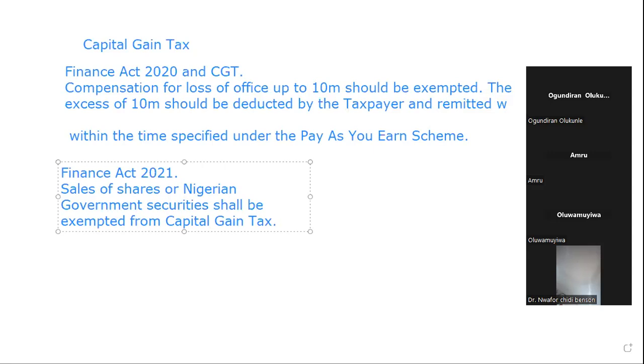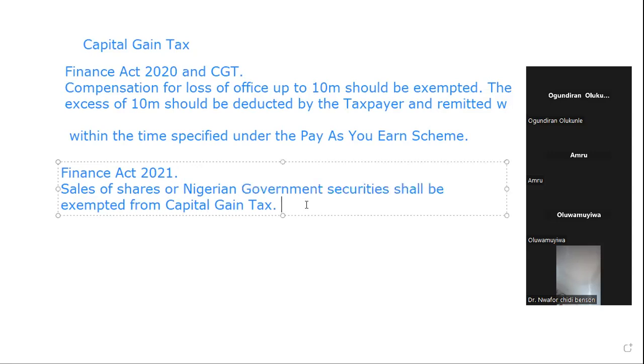Is this clear enough? So if you are buying shares in Nigerian government companies, Nigerian corporations, or you are buying securities, it could be bonds, treasury bills, etc. The sales of such instruments will not suffer capital gain tax. Is that clear?